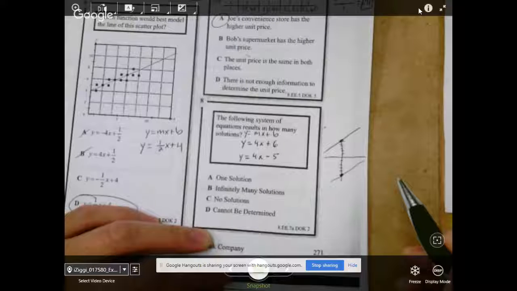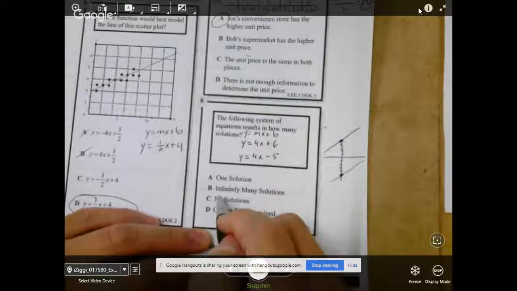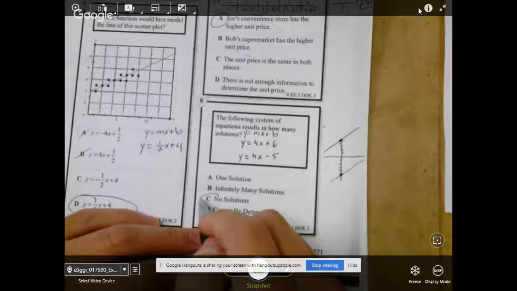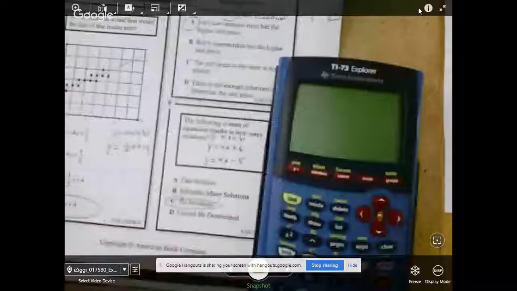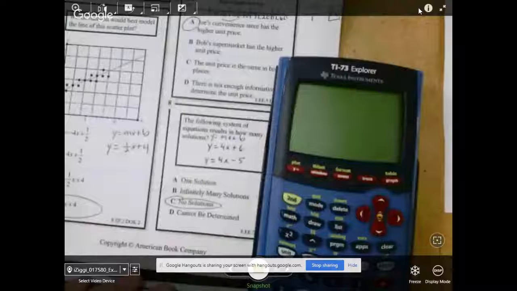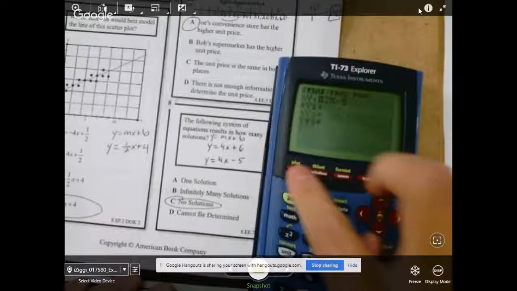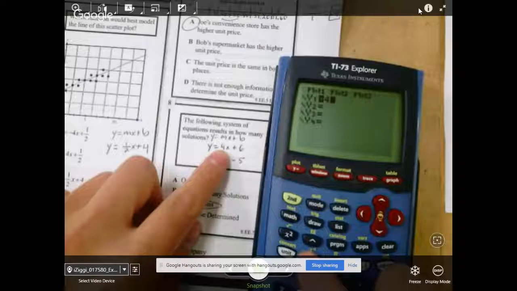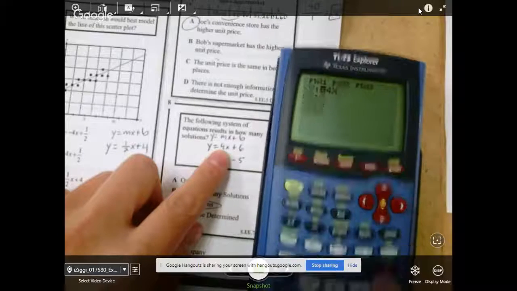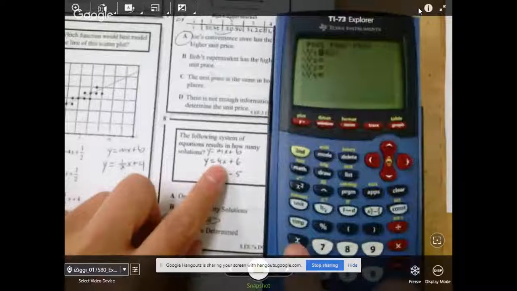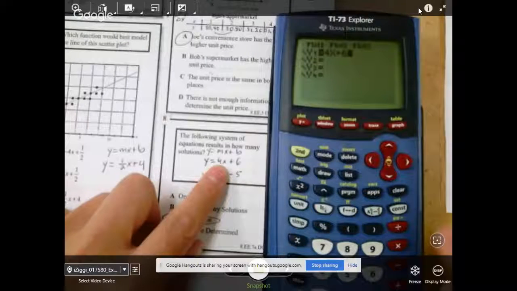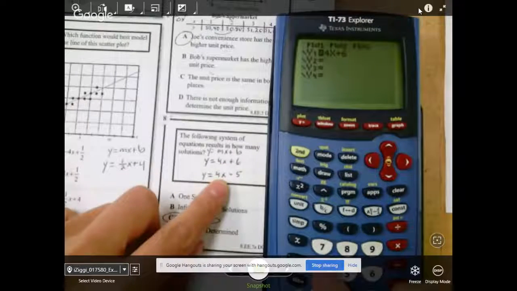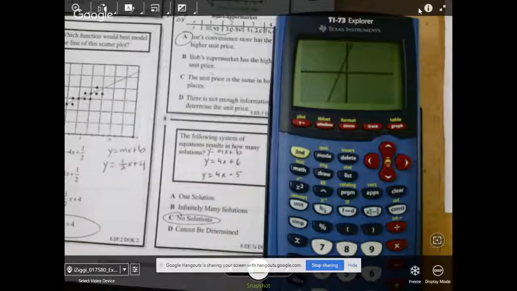You can also do this in the calculator, and the calculator will graph these for you. You go to y equals, and I type in 4x, the x button is next to the 7, 4x plus 6. Then the next one, 4x minus 5, and I graph it. You look at the two graphs, and those two lines never touch each other, so no solution.